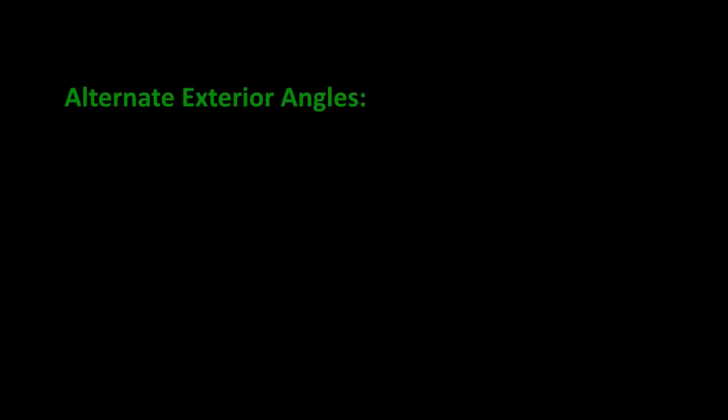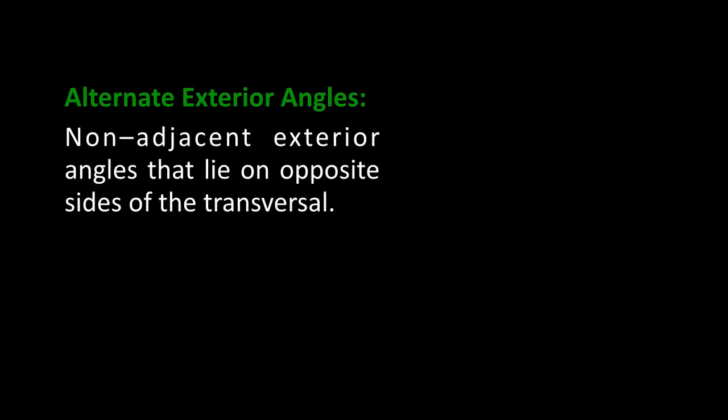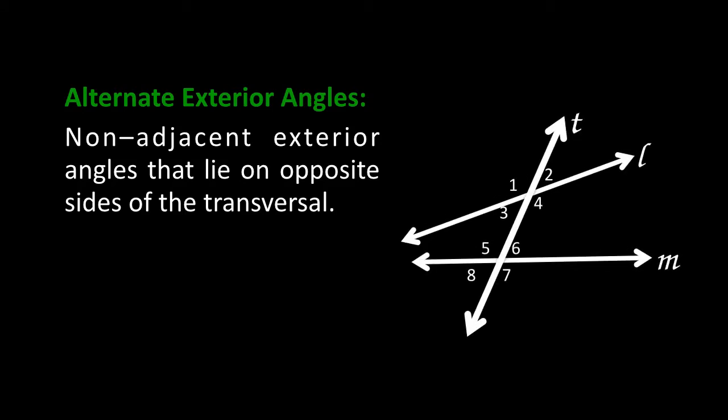Next, I'll be focusing on alternate exterior angles. Exterior would be the opposite of interior. We're looking at the outside of the transversal on opposite sides. So I have my angles. I'm going to just focus on the exterior angles 1, 2, 8, and 7. Because they're alternate, our first one will be angle 1 and angle 7, and angle 2 and angle 8.